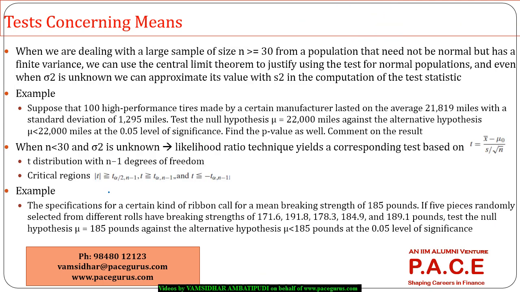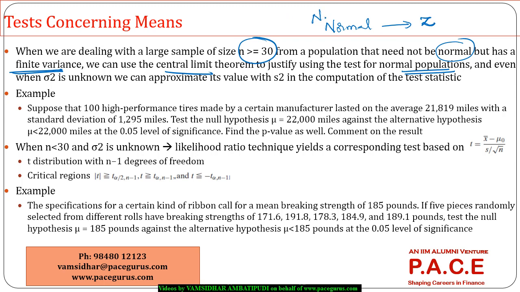Now, when we are dealing with large samples, size greater than 30, from a population that is not necessarily normal but having a finite variance. So if the variance is more or less finite and the sample size is large, but the population need not be normal, I can very well use the central limit theorem to justify the test for normal populations. If the population is normal, I can directly use my z test for testing the mean.